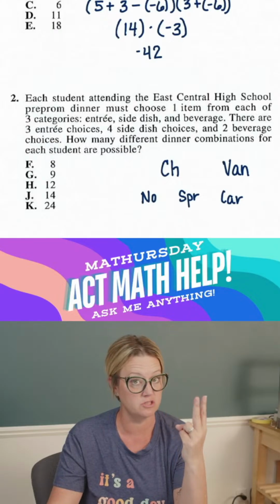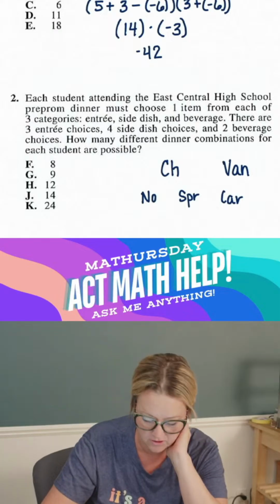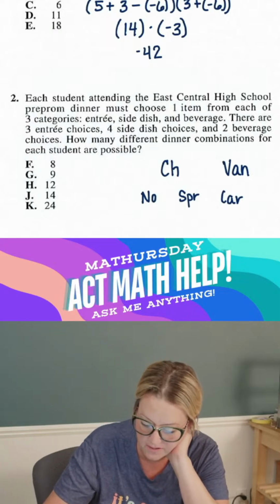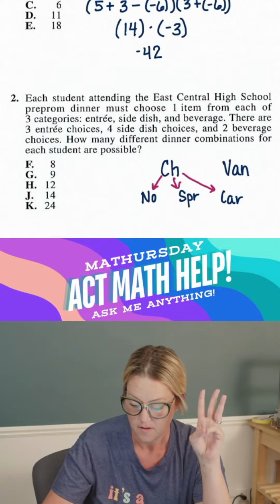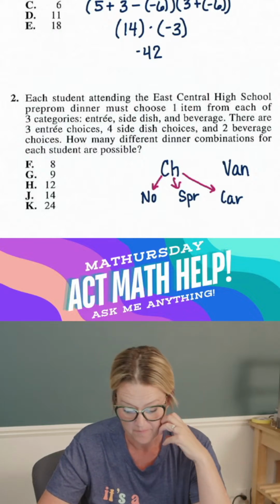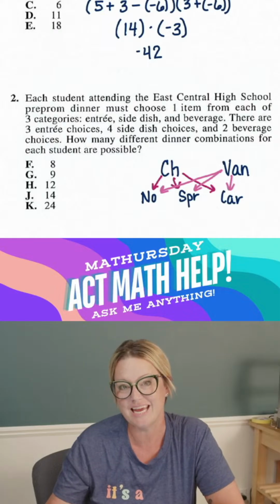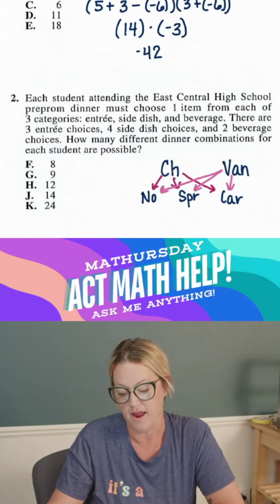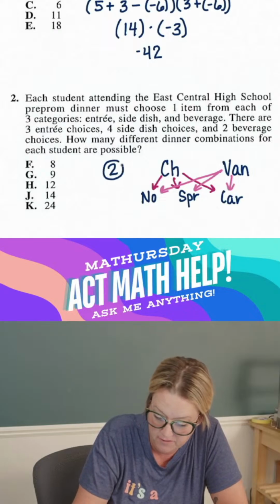If I choose chocolate as my first thing, I could get chocolate with no toppings, chocolate with sprinkles, or chocolate with caramel sauce. Wait, let me draw this out. So that's 3 choices. But then I could also choose vanilla, and with vanilla I could get it with nothing, or with sprinkles, or with caramel sauce. So that right there is 6 possible outcomes, because I've got 2 choices for this level, and then 3 choices for this level.